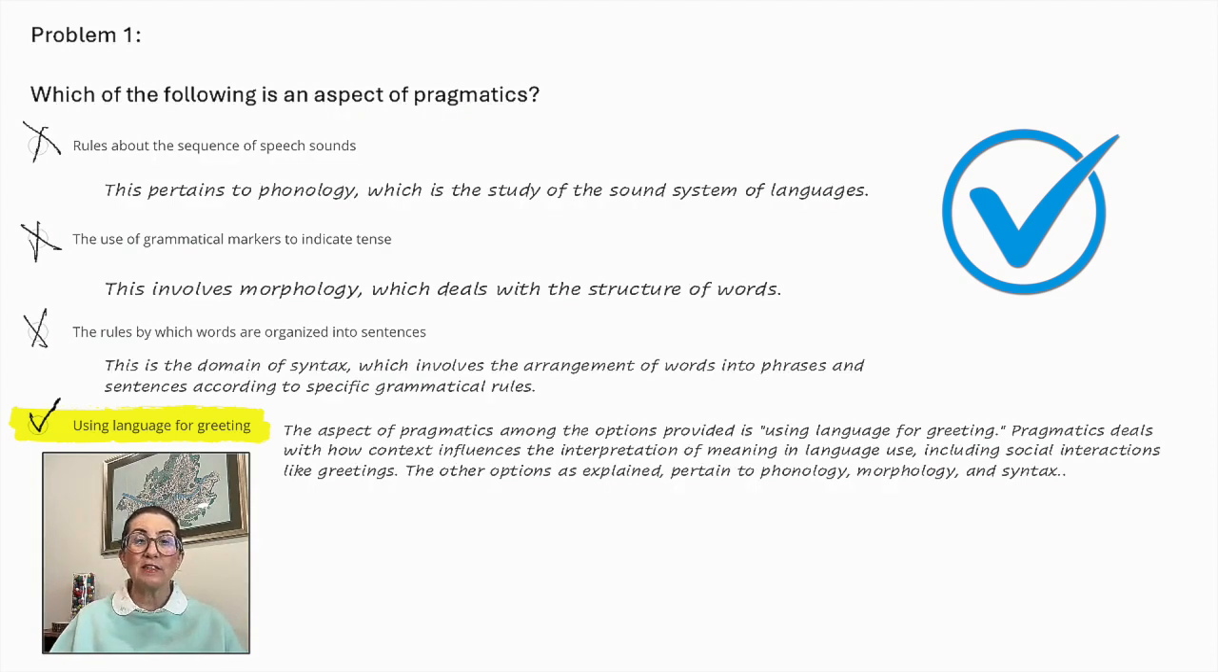So the aspect of pragmatics among all of these options provided is, of course, using language for greeting. Pragmatics deals with how context influences the interpretation of meaning in language use, including social interactions like greetings. The other options, as explained, pertain to phonology, morphology, and syntax. So again, the correct answer is using language for greeting.